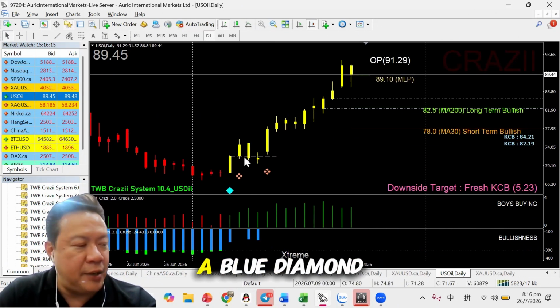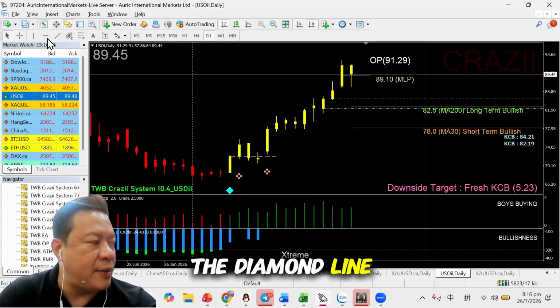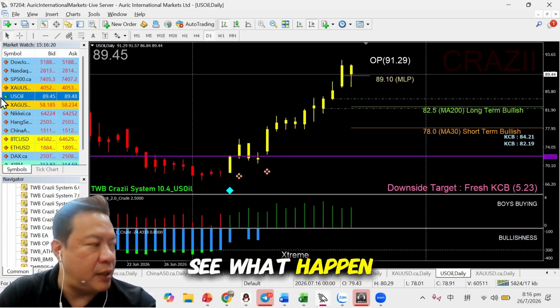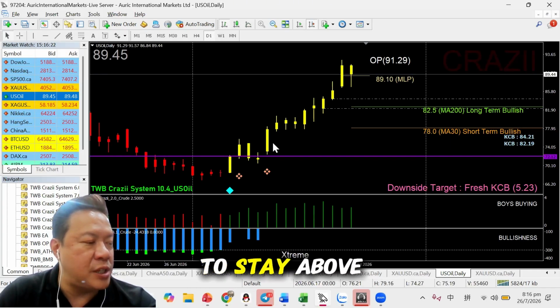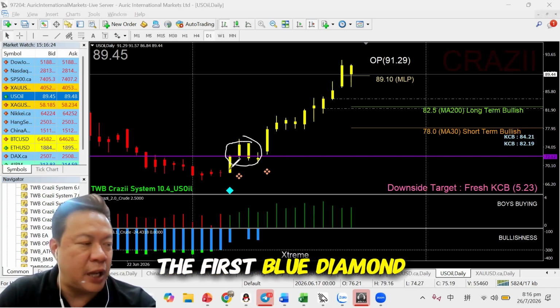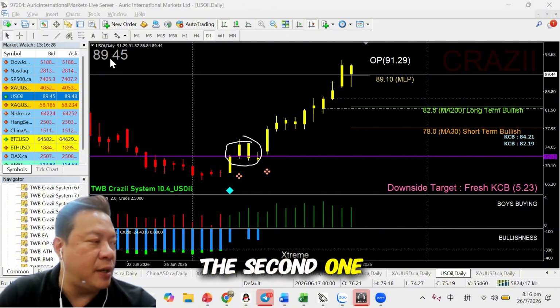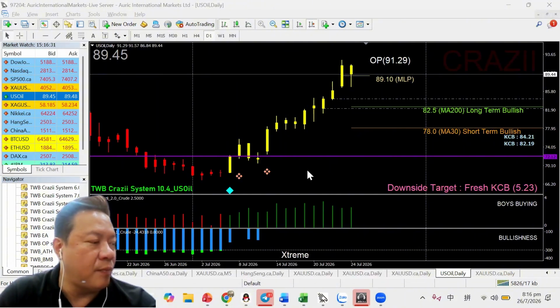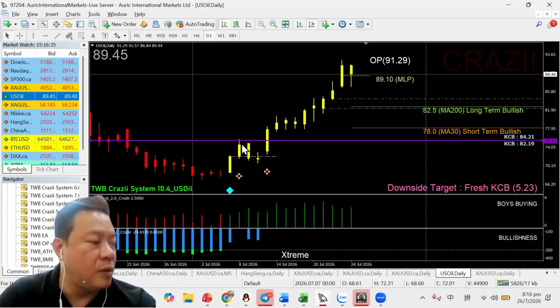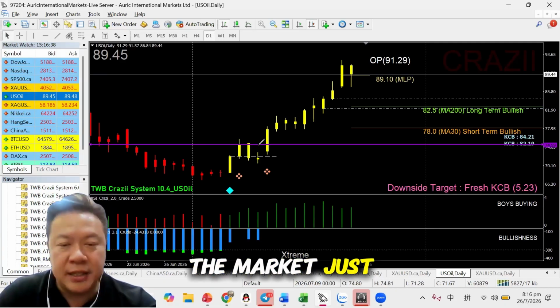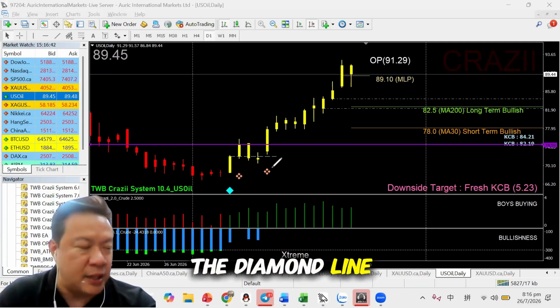after there is a blue diamond, you should put the diamond line, right? So put the diamond line is here, and you can see what happened. The market tried to stay above the first blue diamond. Then subsequently, you have to follow the second one, which is the next diamond. And you can see even clearly, the market just cannot stay above the diamond line.